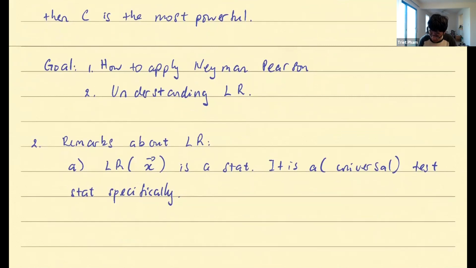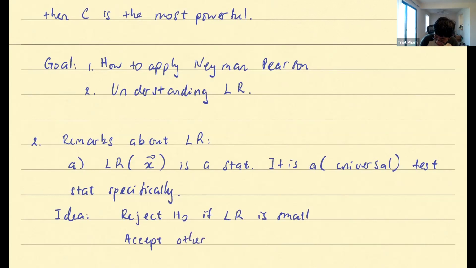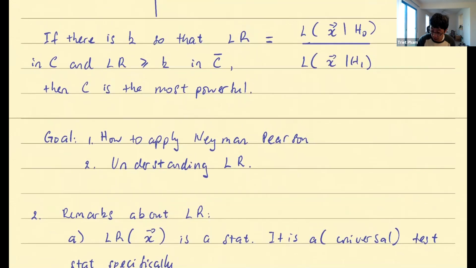So, all right, let me just give you an example. And actually, there's not much example to give. We'll look at that later. But the reason why it's a universal test stat is because of its construction. The idea is you want to reject the null if the likelihood ratio is small, and then accept otherwise. That's it. Why is that the case?